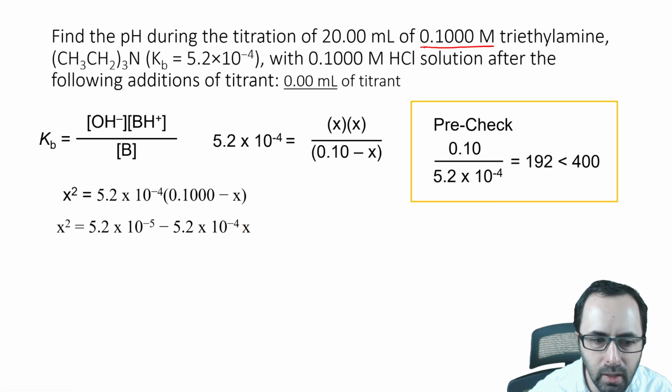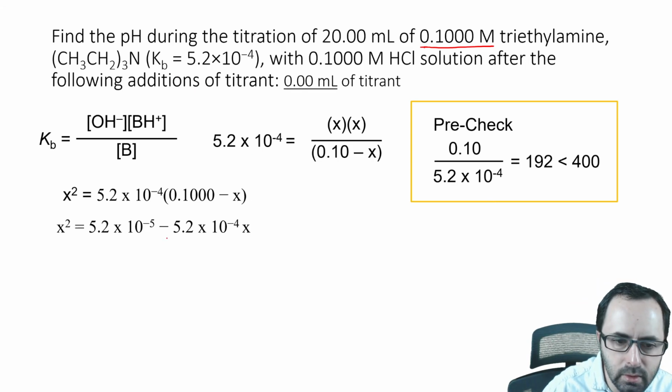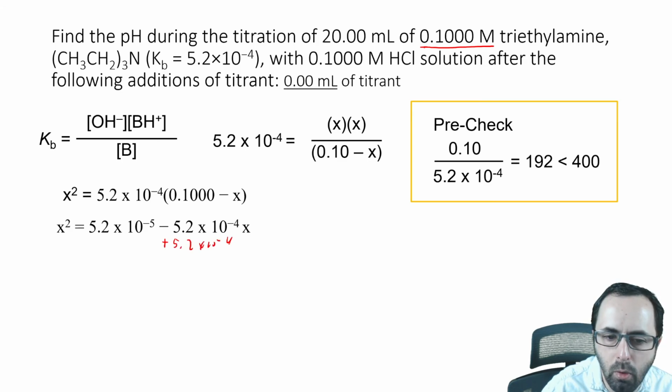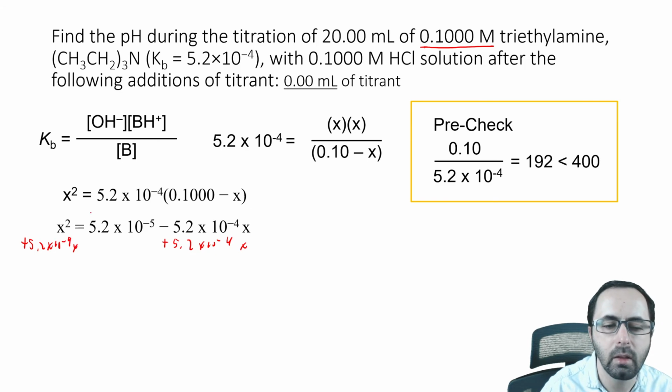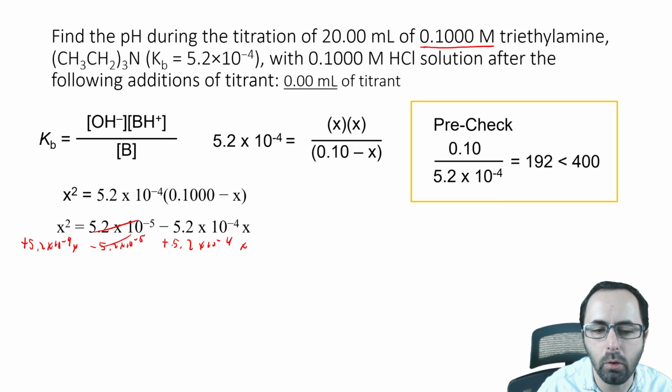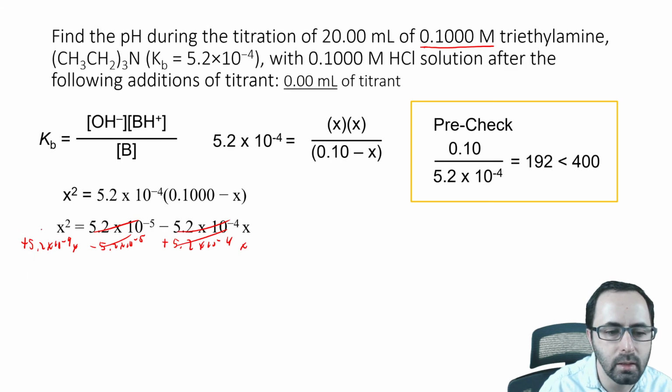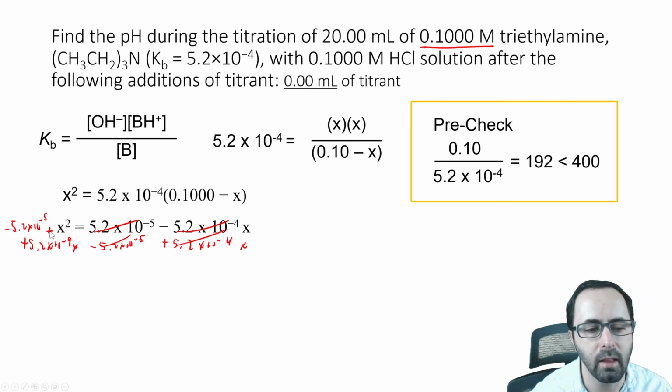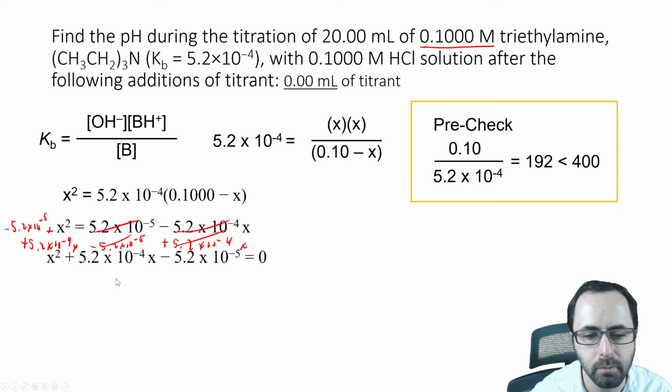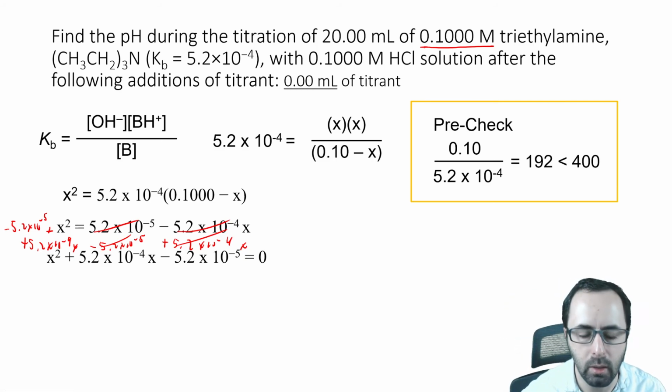And so now what we're going to do here is add 5.2 times 10 to the minus 4x to both sides, so that will cancel it there. And we're going to do that over here too, plus 5.2 times 10 to the minus 4x. And then we're going to subtract 5.2 times 10 to the minus 5. And so that's going to cancel here. So we cancel both of these on this side so that we can get 0 on this side. And so we'll also then subtract here. So let me make sure I don't write over my next line here. And we're also going to subtract, and I'll put it right here, minus 5.2 times 10 to the minus 5. So we're going to get x squared plus 5.2 times 10 to the minus 4x minus 5.2 times 10 to the minus 5.